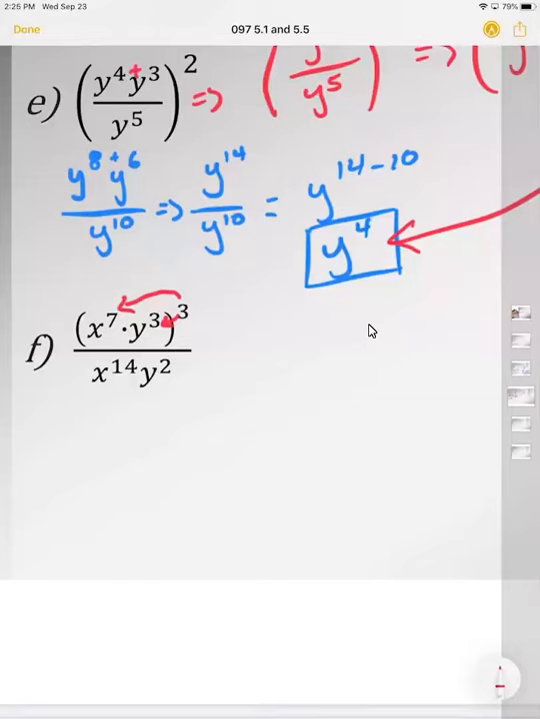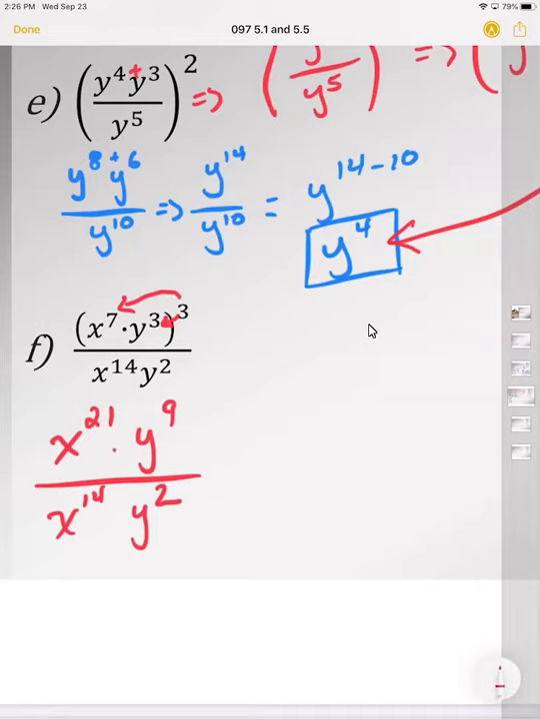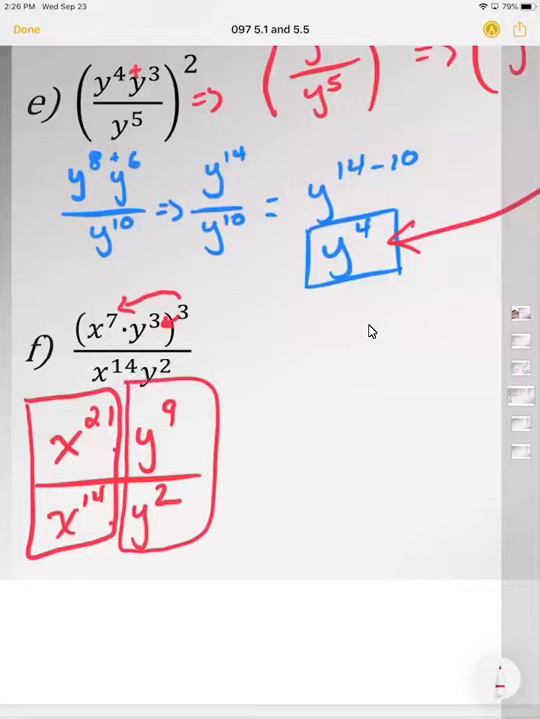And this is the only way you can do for F, is you get rid of your parenthesis. And if you get rid of your parentheses, do you agree that 7 times 3 gives me 21, and 3 times 3 gives me 9? So my numerator, I will have x to the 21, y to the 9. Agree? And there's nothing we can do with the numerator. Even though it's multiplied, we cannot do anything because one of them is x, the other one is y. So what can we do? The only thing we can do is get the x together with the x and the y together with the y.